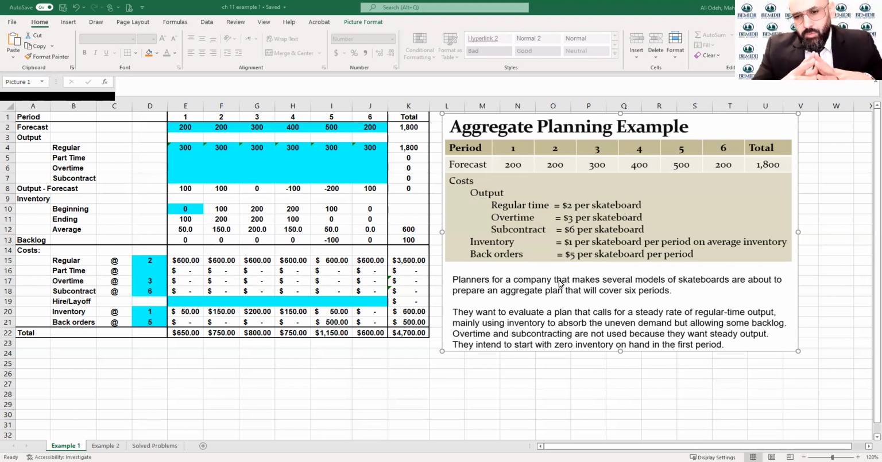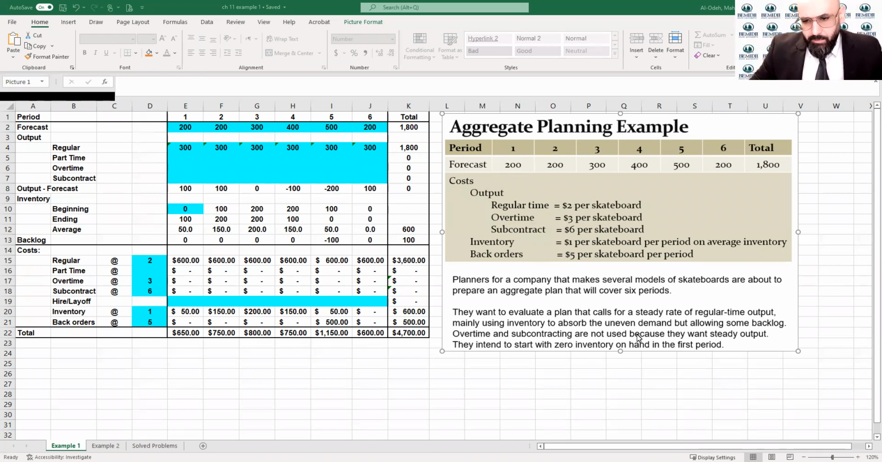And in terms of the cost, the company defined the costs for the regular time would be $2 per skateboard, overtime $3 per skateboard, $6 for subcontractor. Inventory, it will cost them $1 per skateboard per period on average inventory. Back orders would be $5 per skateboard per period.